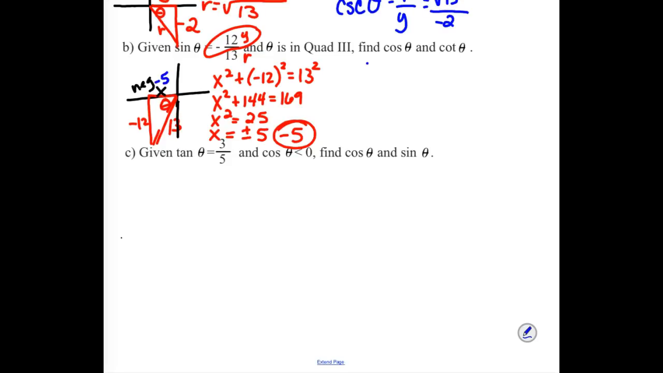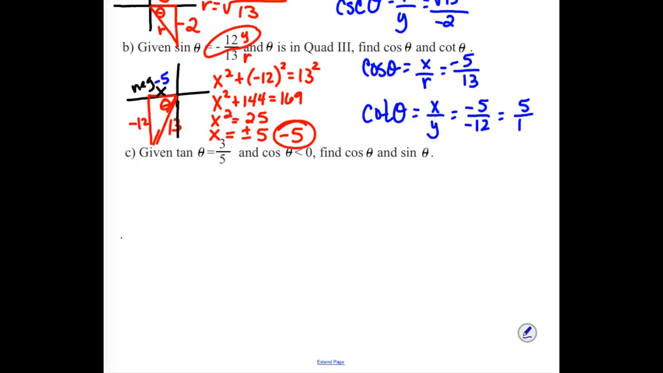We can find cosine. Cosine is x divided by r, so negative 5 divided by 13. Cotangent is the reciprocal of tangent. Tangent is y over x, so cotangent would be x over y. X is -5, y is -12. We can get rid of the negatives and reduce to 5/12. All right, go ahead and pause the recording and try our last example here.